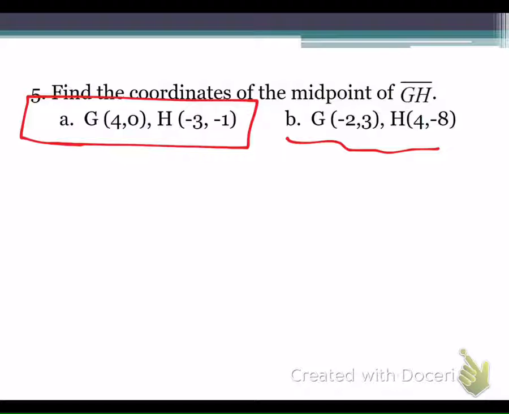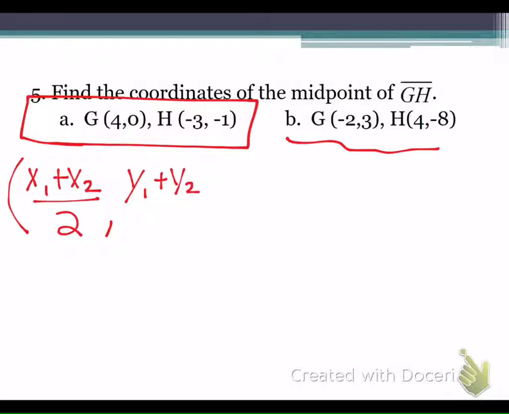Okay, so once you have these written down, I want you to look back at your notes in the vocab section, and we have a formula for how to find midpoint. Does anyone remember what it is? x1 plus x2 divided by 2, comma, y's. The x's go first, then the y's. Good.